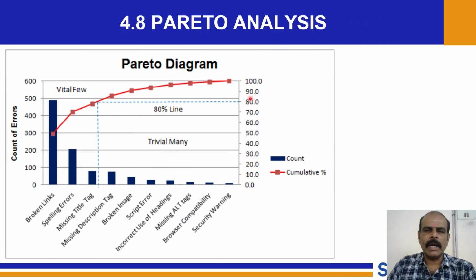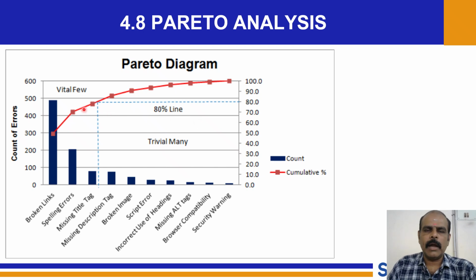So this is one example, one application. The y-axis shows the count of errors and the x-axis represents the sources of errors: broken links, spelling errors, missing title tag, and likewise other things. A severity rating has been given. In the severity rating, the first, broken links, is going to be 1, and the percentage is calculated in the reverse way. And as I told you earlier, the cumulative will always be 100.